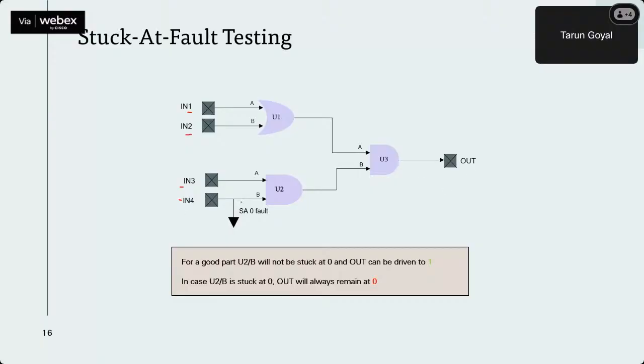Maybe we have a stuck-at fault on one of the lines of the U2 gate. Now this is stuck at 0. So what we will always receive at the output is 0, irrespective of the input. That tells us this line is faulty. How can we determine it?